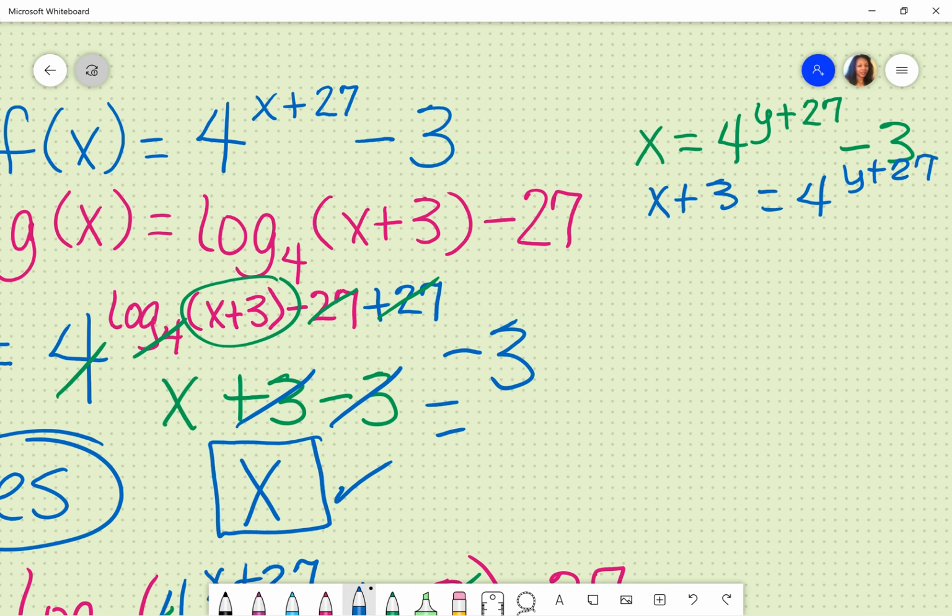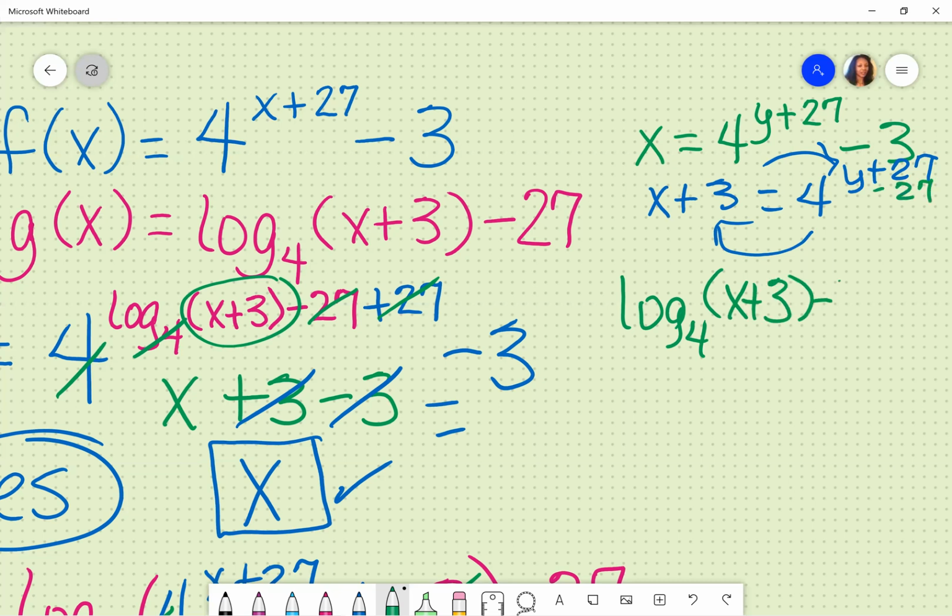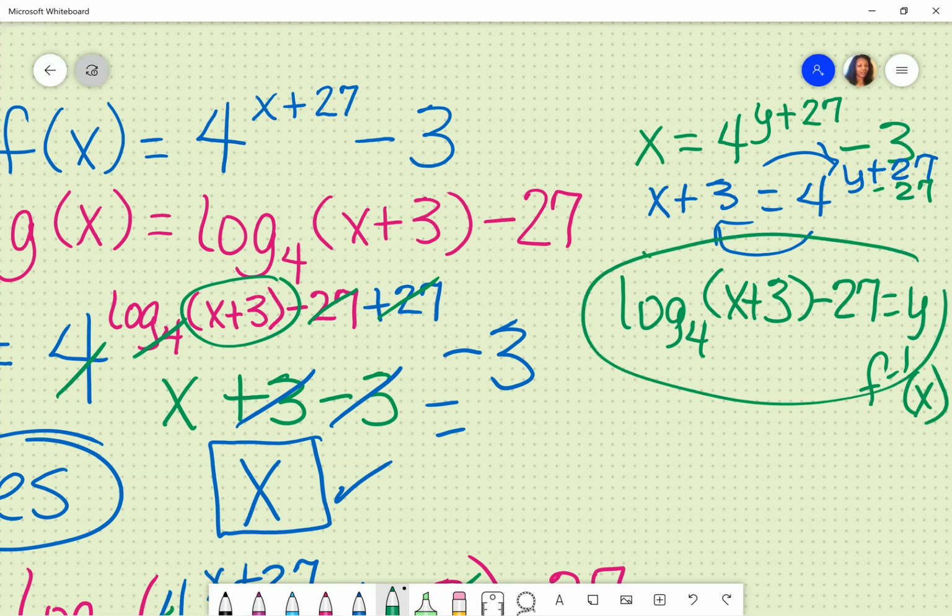We're going to rewrite this as a log. So that will be log base 4 of x plus 3. I already know I'm going to have to subtract 27, so I'm just going to go ahead and do that. Minus 27 is equal to y, which we would rewrite as the inverse of f of x. And what does that look like? Amazing, isn't it? Yes, that's one way, but you would have to do it for both.